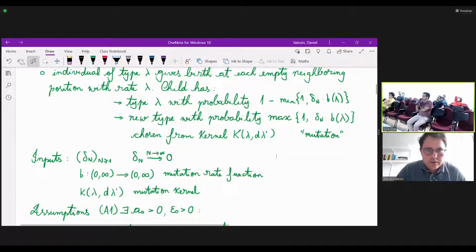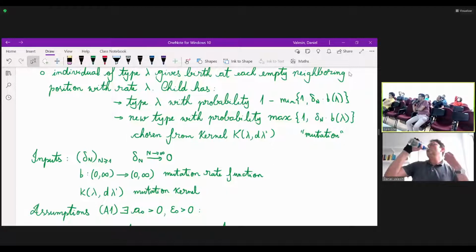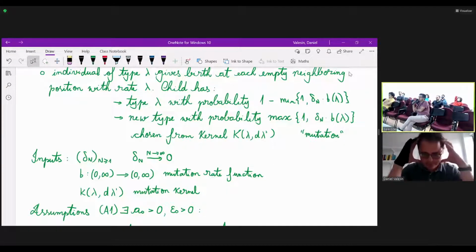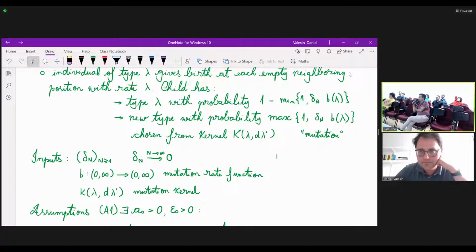I have a very simple question, just to see if I'm getting the model right. If there is absolutely no mutation and you start with only type lambda, then you have a contact process. I will get to that in a bit. Indeed. And everybody gives birth with rate lambda and dies with rate 1.